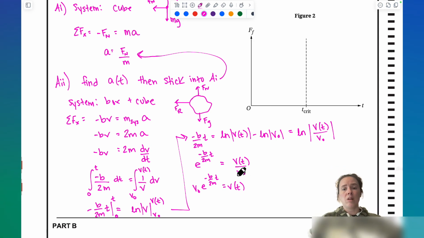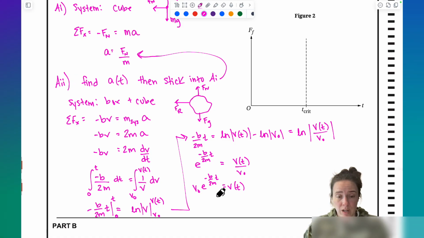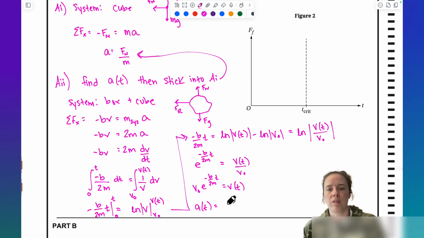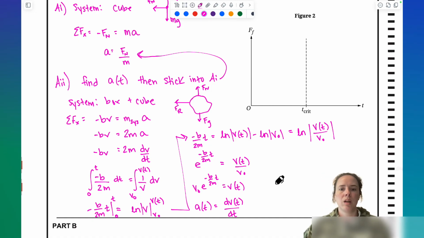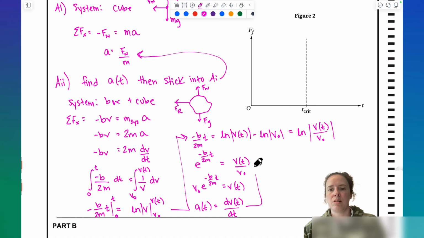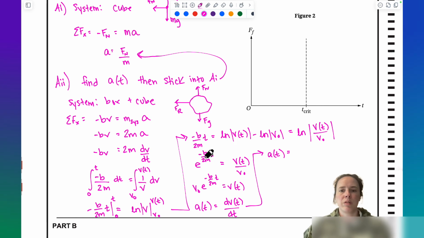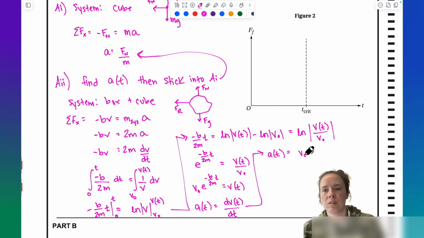You're going to be slowing down because you have a resistive force. But I want acceleration. How's acceleration related to velocity? It's the derivative. So we need to take the derivative of that expression that we just found. Okay. So if I do that, my acceleration as a function of time, derivative of an exponential is itself.